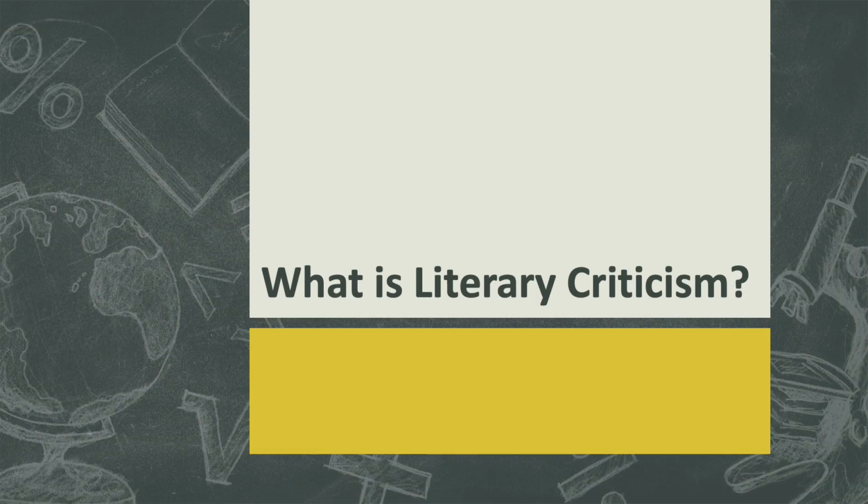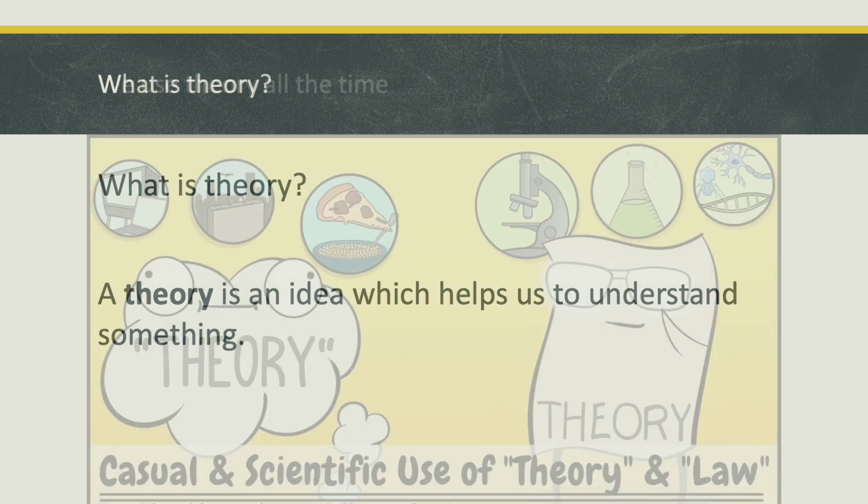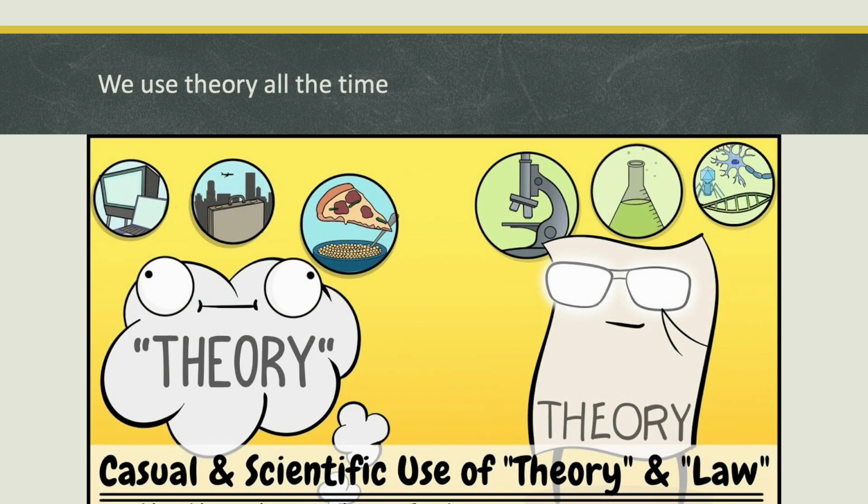Let's begin by asking, what is literary criticism? First of all, what is a theory? A theory is simply an idea. It's an idea which helps us to understand the world. When we think of theory, we usually think of science and scientific theories. However, we use theory all the time.